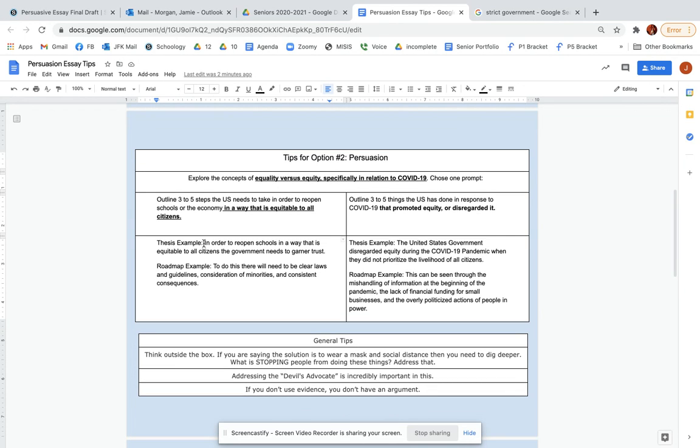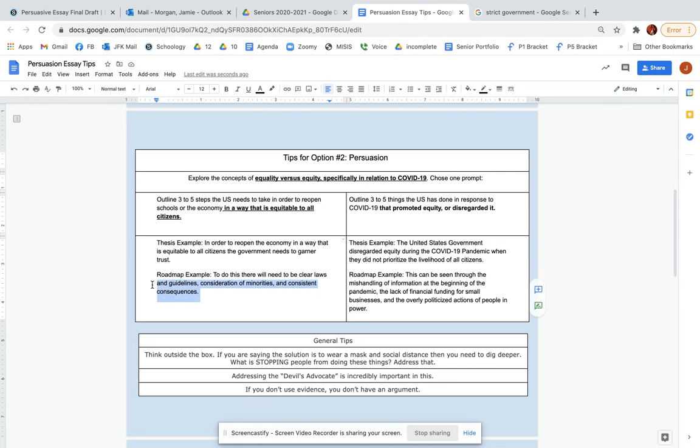So my thesis statement is, in order to reopen schools, actually I'm going to put reopen the economy is what this one would be about, in a way that is equitable to all citizens, the government needs to garner trust. So that's my thesis statement. And now I need to explain, here are 3 to 5 steps that the government can do to garner trust. To do this, there will need to be clear laws and guidelines, consideration of minorities, and consistent consequences. So these are the 3 things I'm going to address.